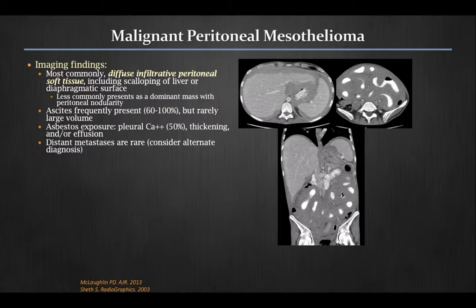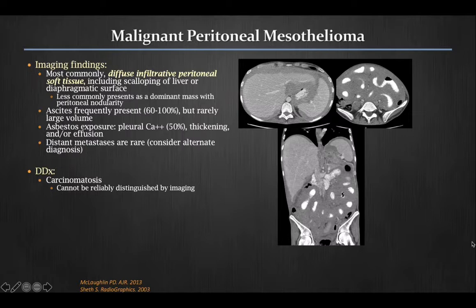Other clues that the patient has been exposed to asbestos are associated pleural calcification, so look for that if you see images of the lung base or if they image the entire chest. And they rarely have distant metastatic disease. So if you see other suspicious lesions, you should start thinking that this is metastatic disease from something else.